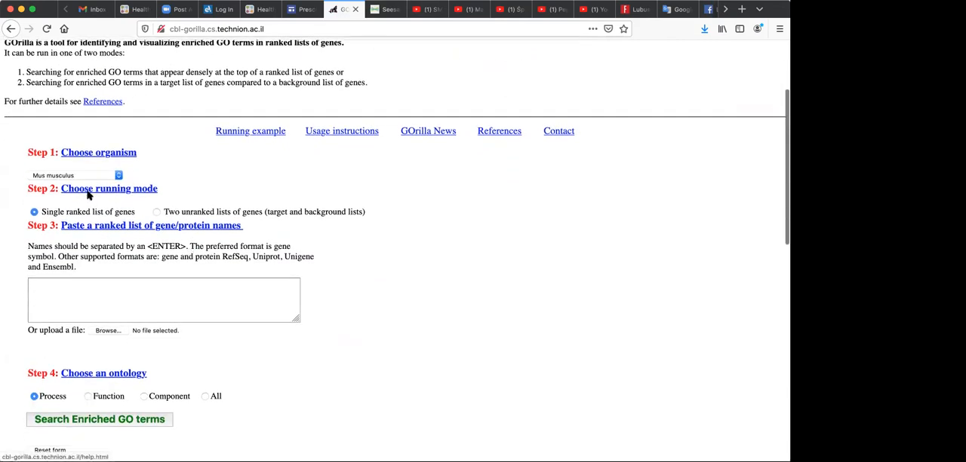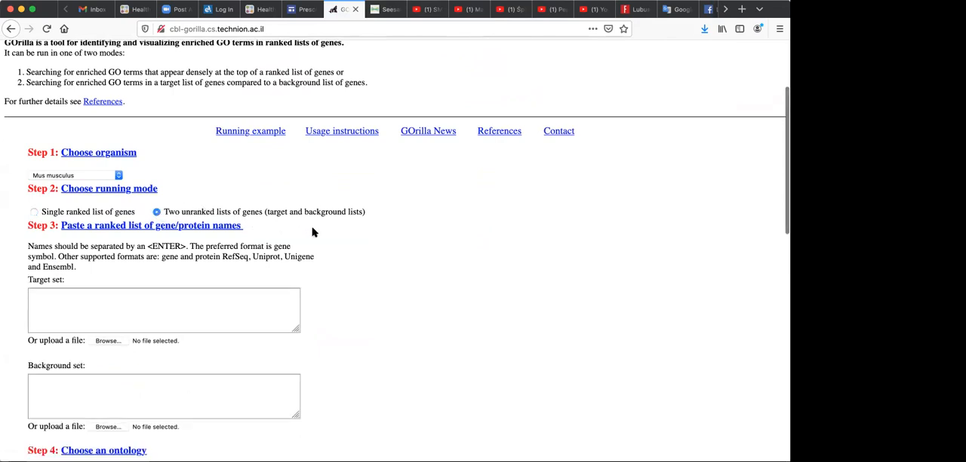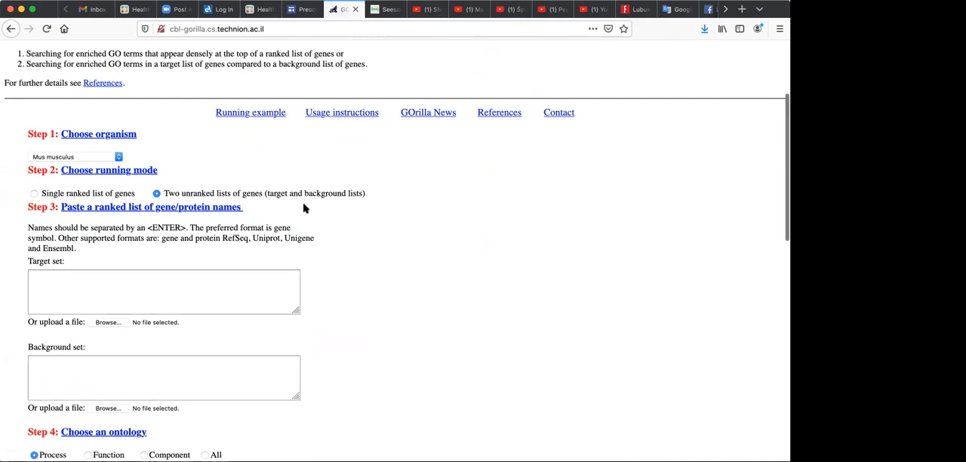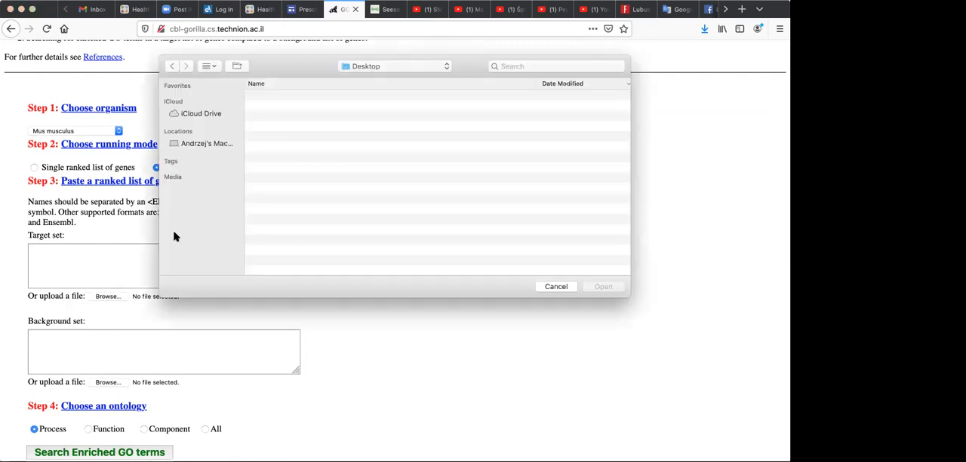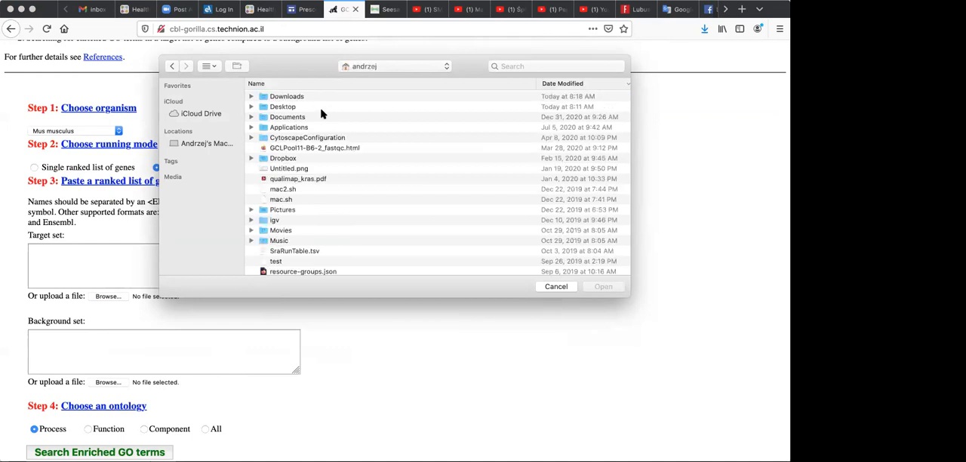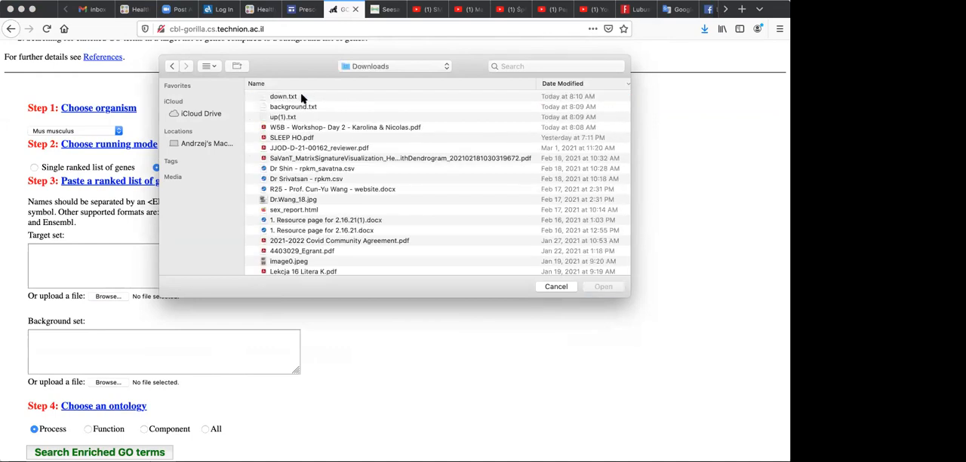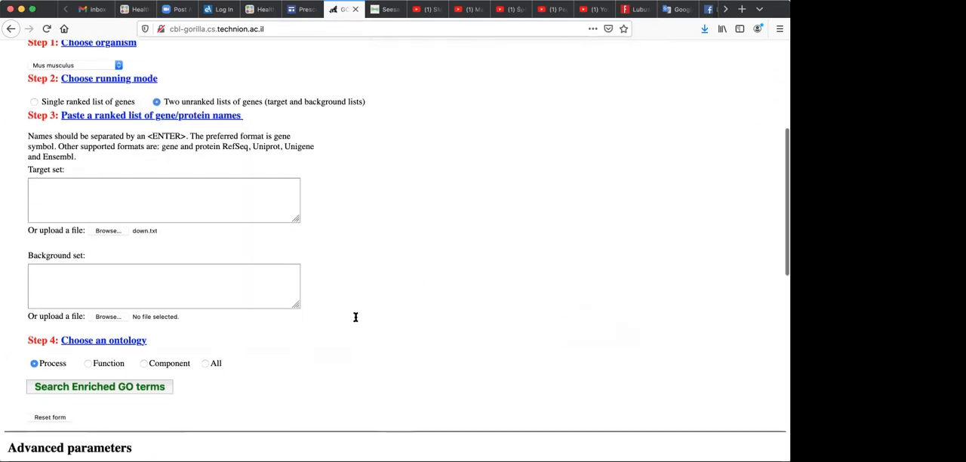Then step two, choose running mode. I want us to mark unranked list of genes, a target and the background list. And then in step three, we have to upload the target set. Let's try to upload the downregulated genes. Down, okay. And then for the background set list, we will browse the background gene list.